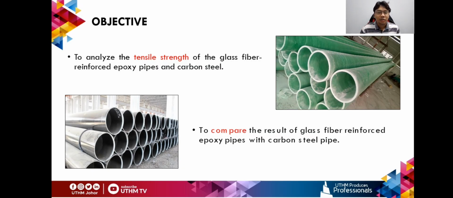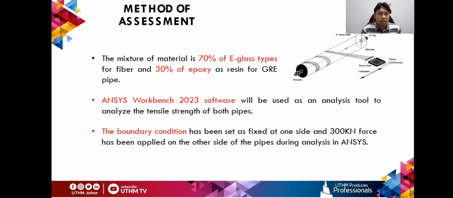We continue with the objectives of our group project. First, the objective is to analyze the tensile strength of glass fiber reinforced epoxy and carbon steel pipe. Our second objective is to compare the result of glass fiber reinforced epoxy with the carbon steel pipe. Then we go to the method of assessment.